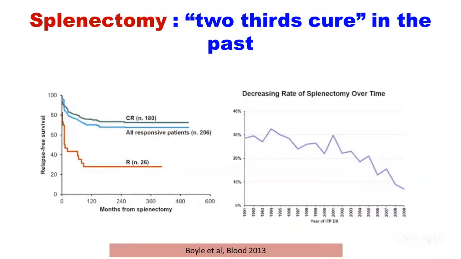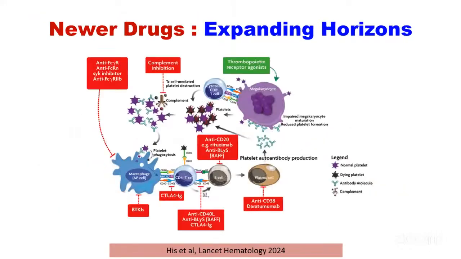One important slide is that splenectomy has a decreasing rate over the period of time. You'll find that it is decreasing, but splenectomy is a very good option, as it was before the advent of TPO agonists, as well as rituximab.